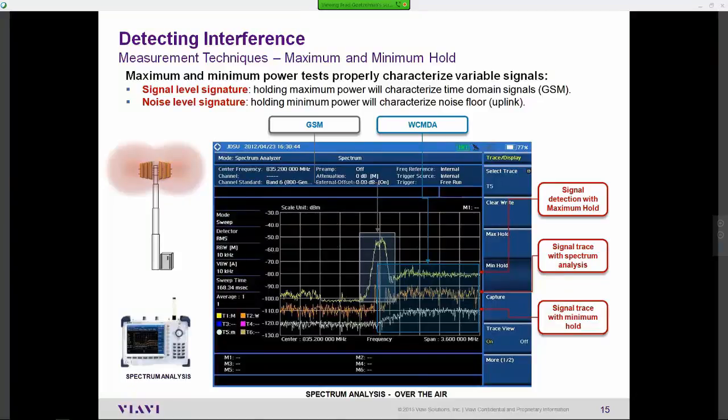As I look at this with a span of 3.6 megahertz, that means each one of these squares going horizontally is 360 kilohertz.